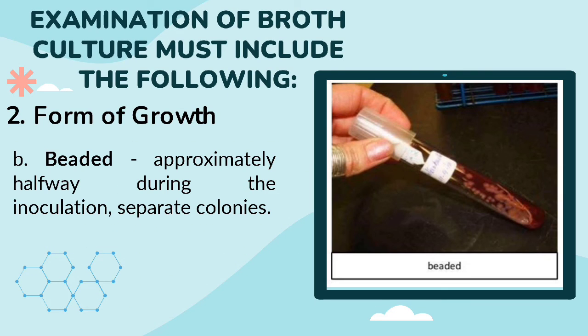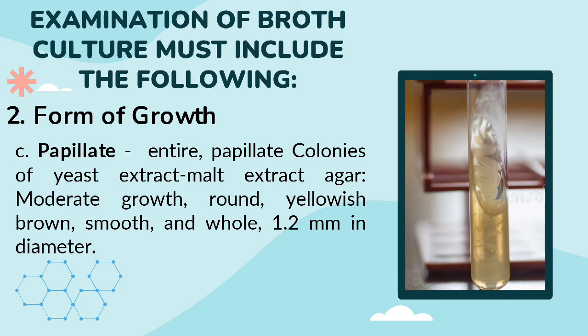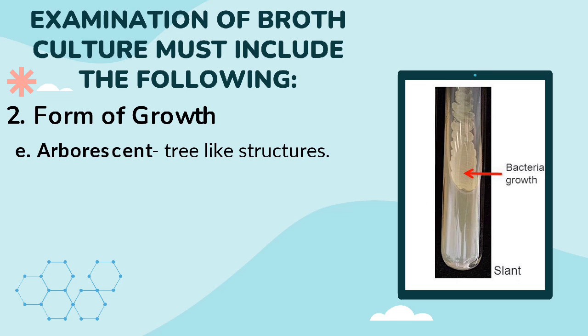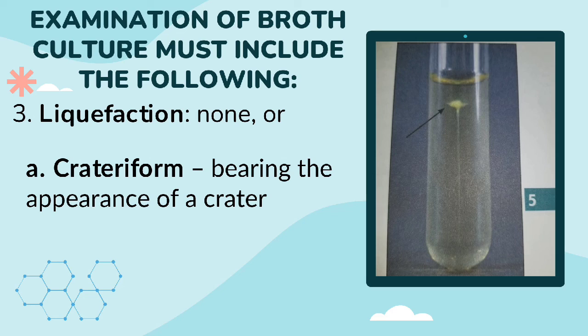Beaded. Approximately halfway during inoculation, separate colonies. Papillate. Entire papillate colonies of fish extract malt extract agar. Moderate growth, brown, yellowish brown, smooth and whole, 1.2 mm in diameter. Villus, covered with villi. Arborescent, tree-like structure. Liquefaction, none or crateriform, bearing the appearance of a crater.